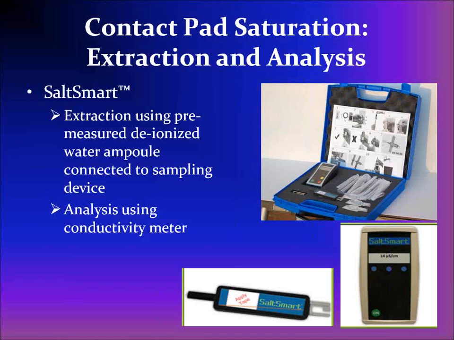One of the newer methods to come into the marketplace is the SaltSmart, which is a saturated contact pad developed by the National Surface Treatment Center, or NSTC. The pad uses precision fluid flow to extract soluble salt contamination from the surface. Once the extraction is completed, the strip containing the contact pad is connected to a conductivity meter to determine the soluble salt concentration. A prepackaged kit contains a specially designed conductivity meter, test strips, distilled water ampules, and instructions. The user must supply painter's tape to secure the test strip to the surface. The test strips and water ampules are all disposable.